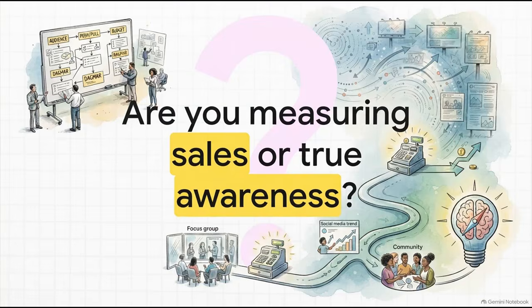So, as we wrap up today's explainer, I really want to leave you with a bit of a provocative challenge. Are you measuring your advertising success in immediate sales or in the true awareness of your audience? When you take the time to properly plan, when you find your precise audience, define whether you need a push or a pull strategy, logically budget your tasks, and actually use DAGMAR to measure your true communication goals, that's when you stop guessing and you start succeeding.